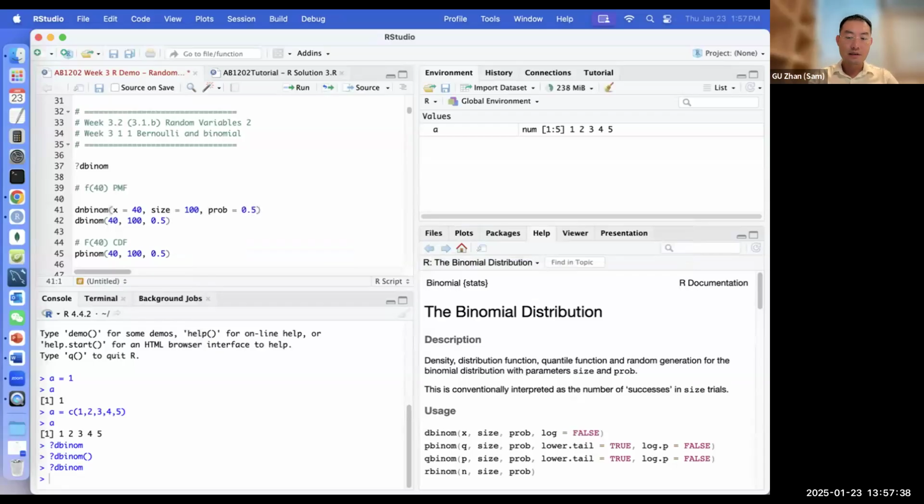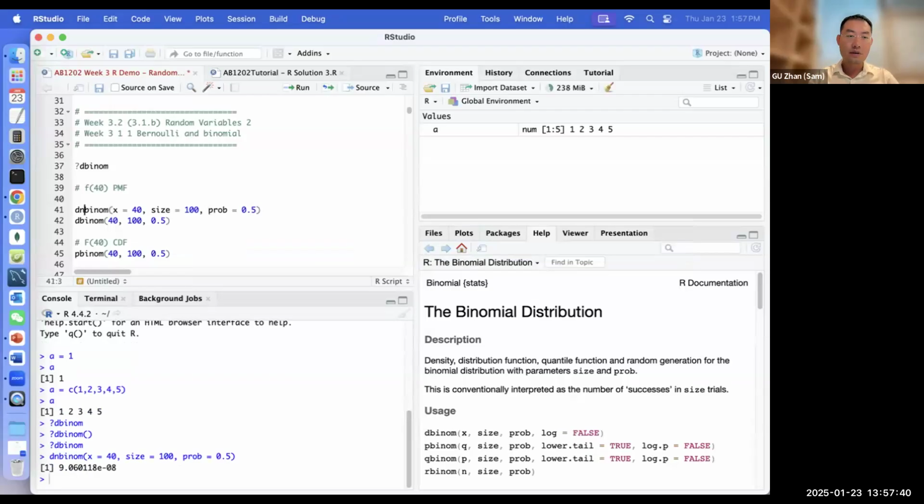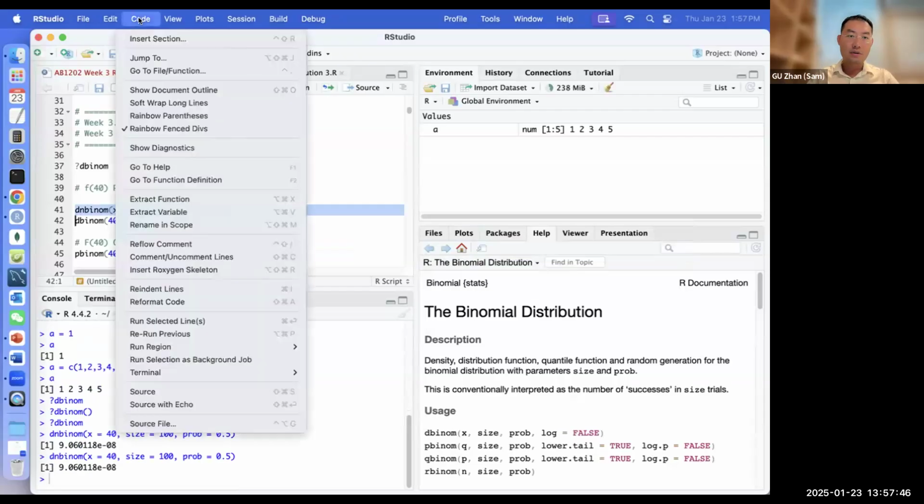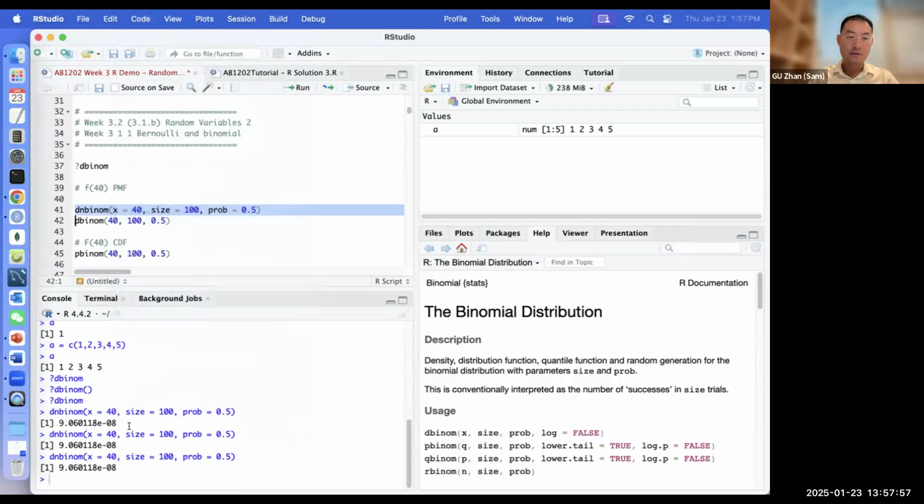Okay, you run it. Control Enter. So you move your cursor to this line, Control Enter, or you can highlight this line, then Code, Execute, Run selected line. So it will give you this value: x equal to 40, size 100, and the probability.